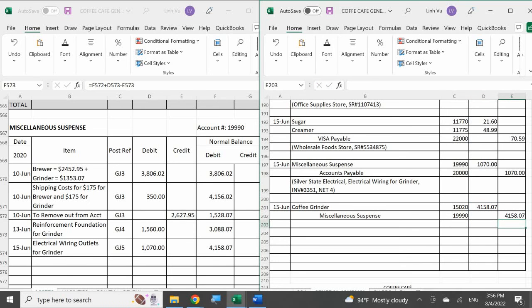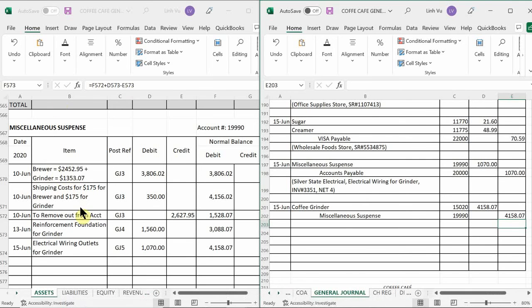Okay, let's take a look real quick here. So the electrical wiring cost me $10.70. We had foundation work for $15.60. We purchased the actual grinder itself, right? It says right here that it's $13.5307, but I think that's assuming it's including the tax. We also have to do the shipping of $175.